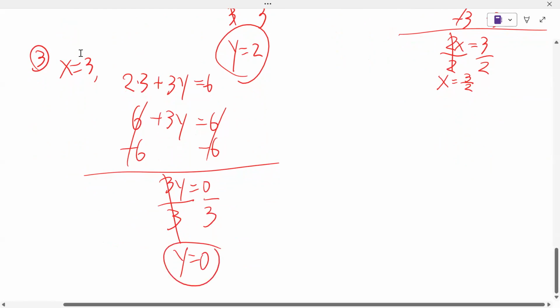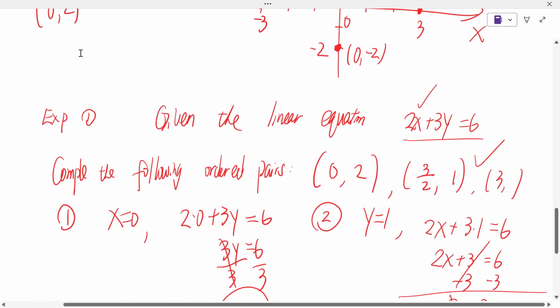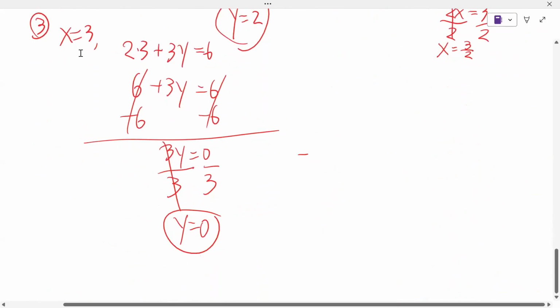And that's what we call, y equals 0, that's 3, 0 is what we call the x-intercept, right? 3, 0 here, where y equals 0, is the x-intercept.